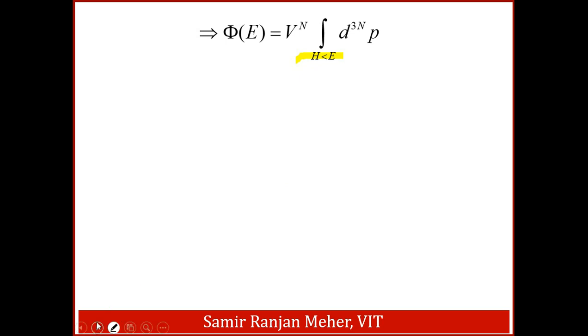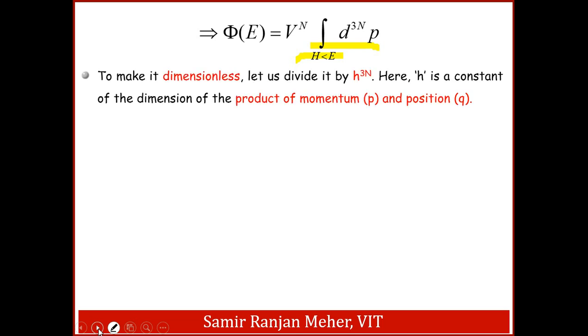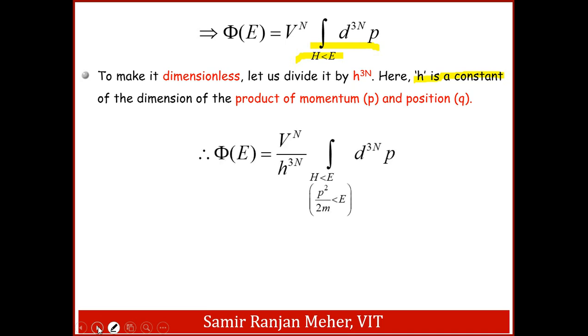So to simplify this, d^{3N}p will take the volume occupied by the n-dimensional sphere, and to make it dimensionless, let us divide the above integral by h to the power 3N, where h is assumed to be a constant and is the product of momentum and the position coordinates. So now the relation can be written as V^N divided by h^{3N} multiplied by the integration of d^{3N}p under the constraint H less than E, where H is equal to p squared by 2m.